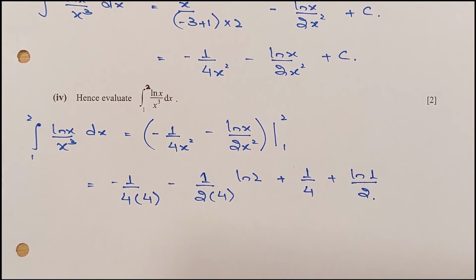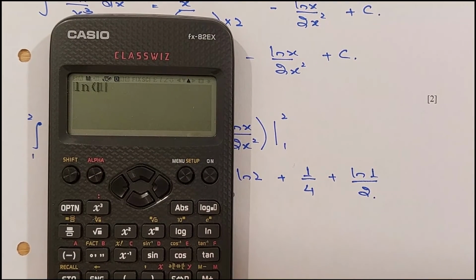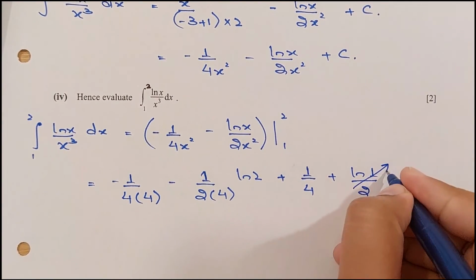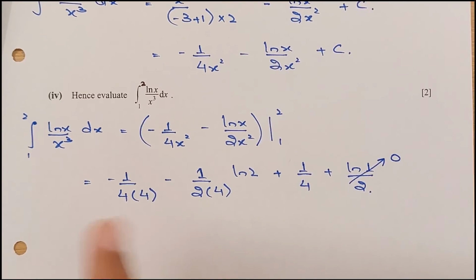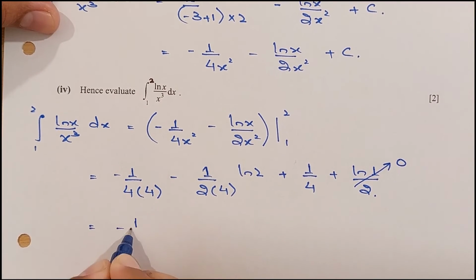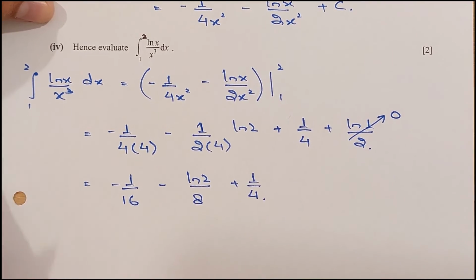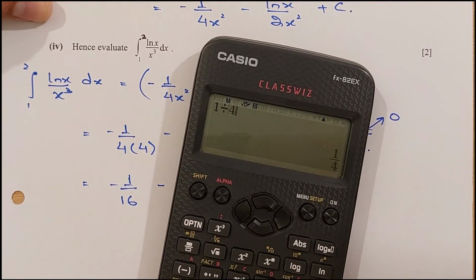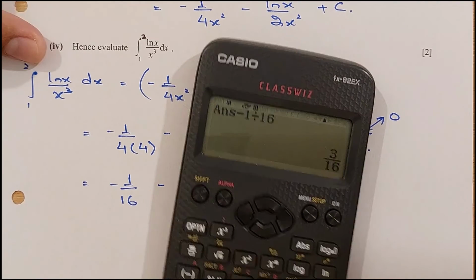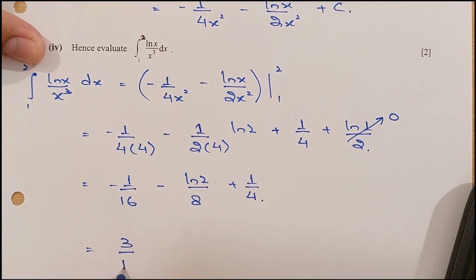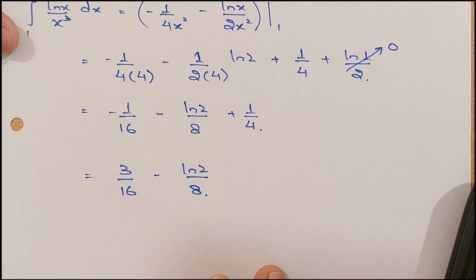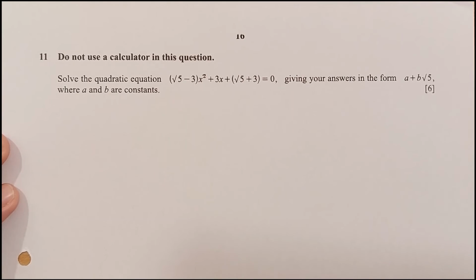Let me double check. Ln of 1 is 0. Yes, so this term is equal to 0. So 1 by 16, we can say negative 1 over 4 times 4 is 16, negative ln of 2 divided by 2 times 4 is 8, plus 1 by 4, right? So let me simplify this. 1 by 4 minus 1 by 16 is 3 by 16. So this is 3 by 16 minus ln of 2 by 8. You can keep it as it is or you can convert it into decimals. Both are okay. Question number 11.